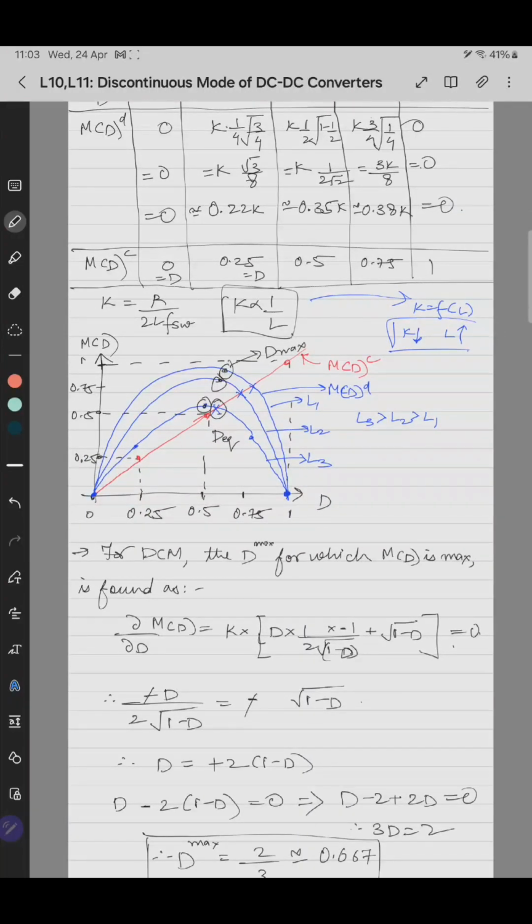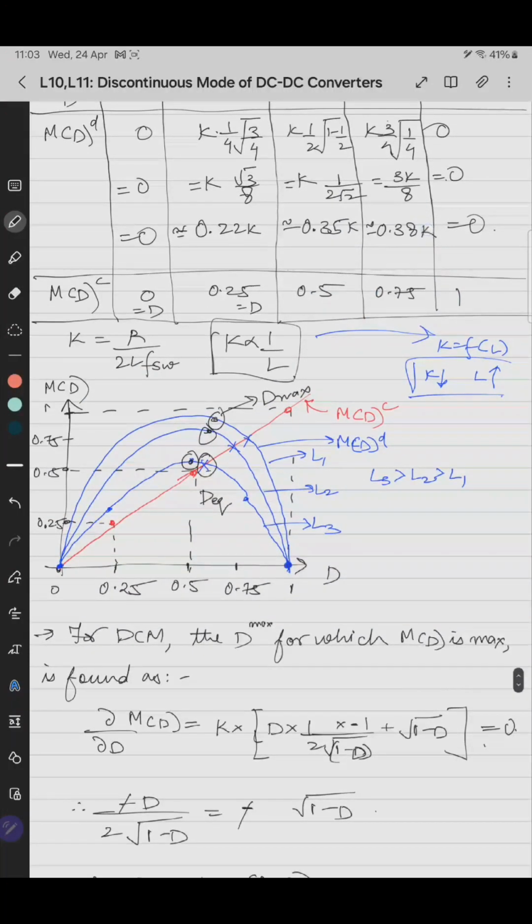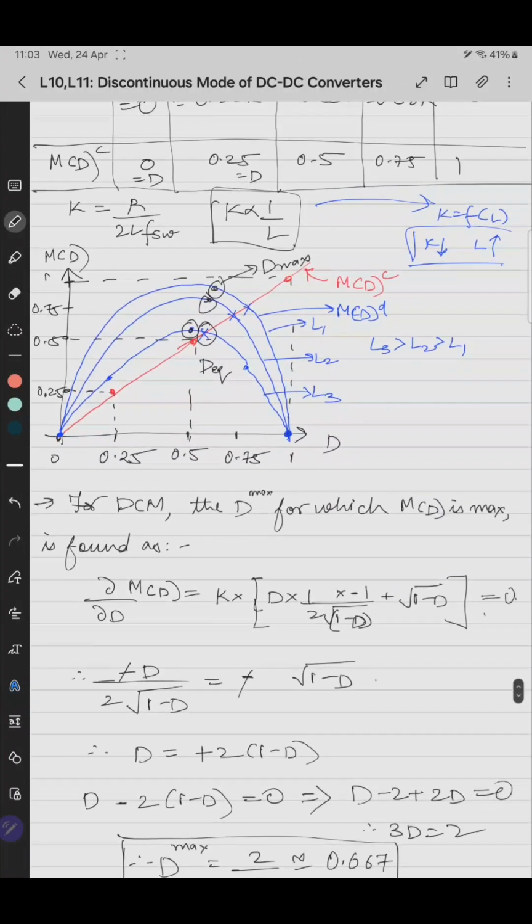So here we'll write everything in terms of K. So K is R by 2L F switching. This is the value of K. So this is how the plot looks. It looks very similar to a second order polynomial, a falling polynomial.